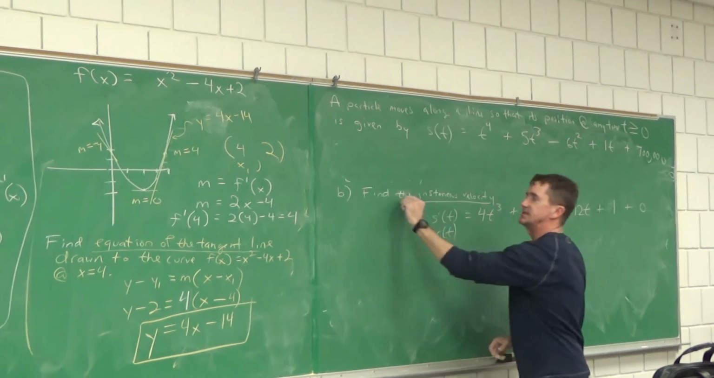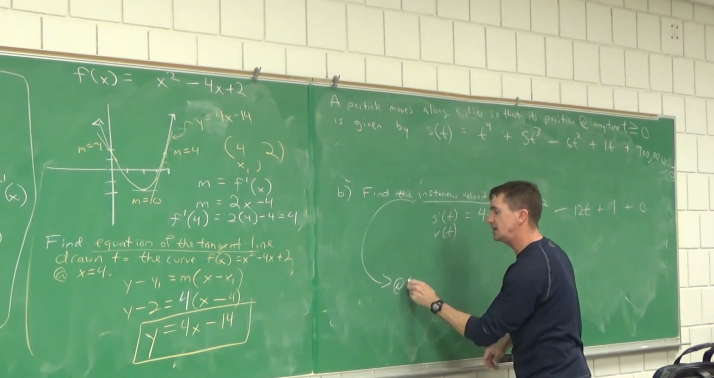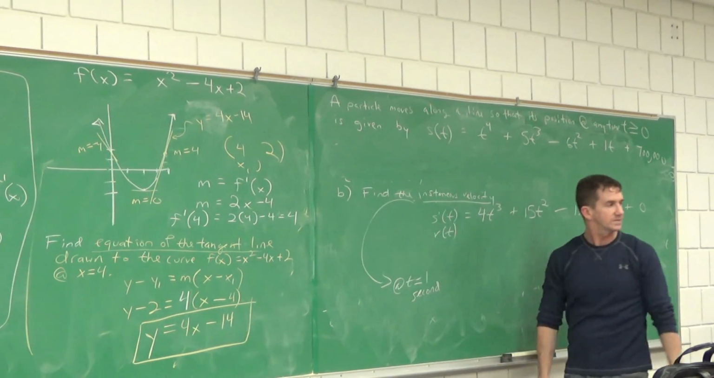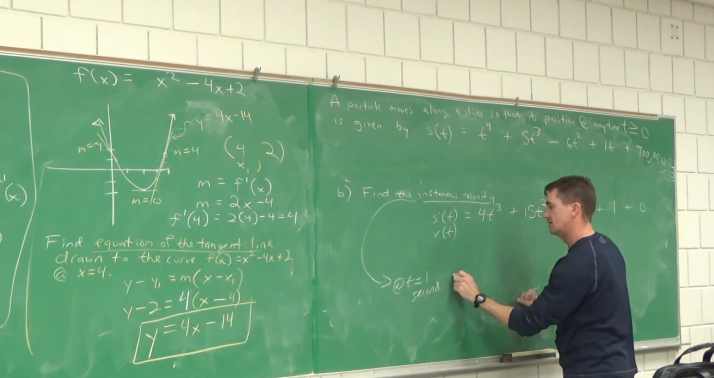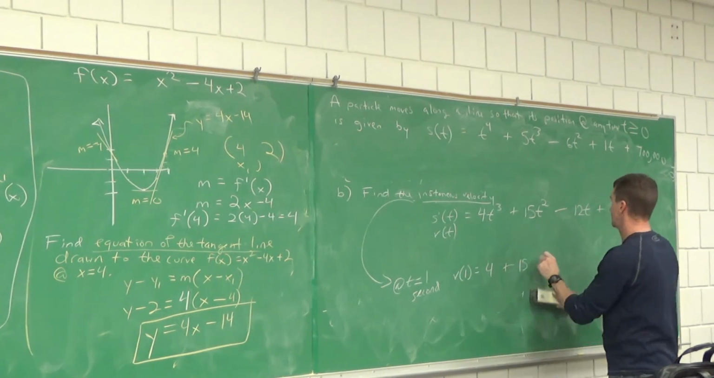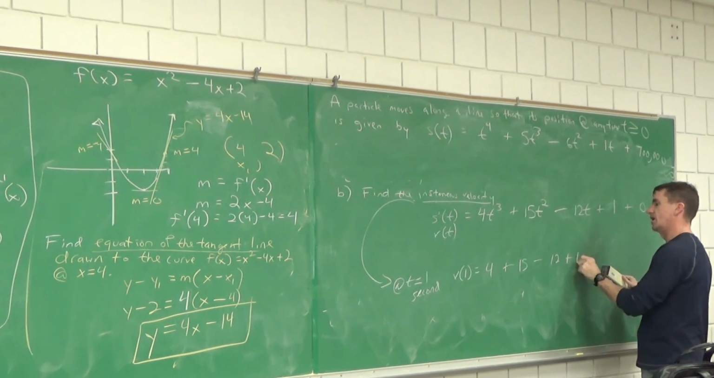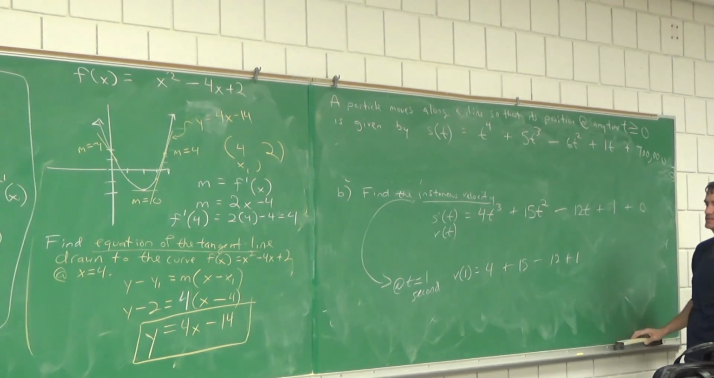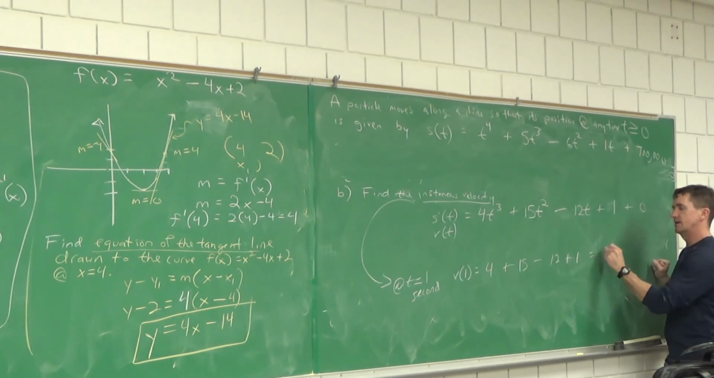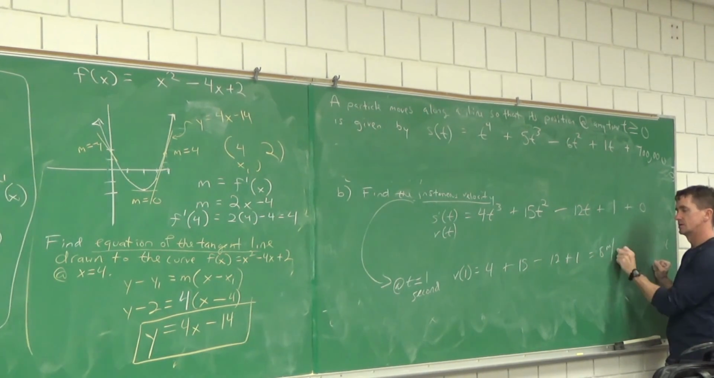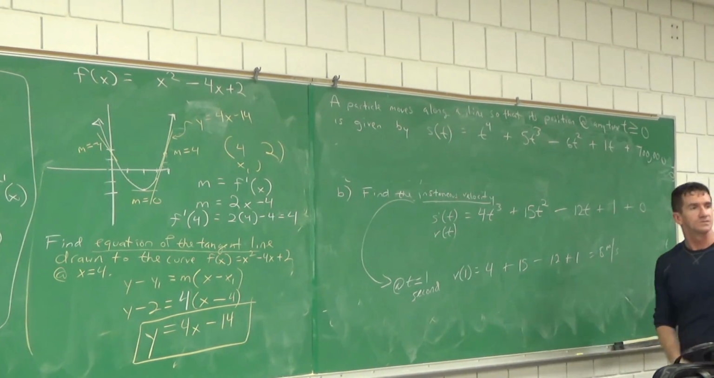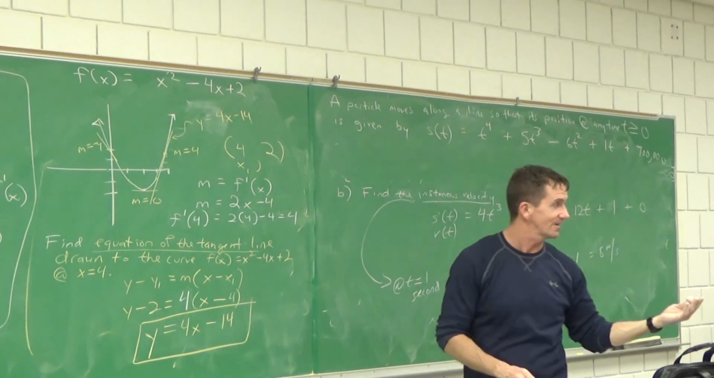Now, can you find the instantaneous velocity at t equal to 1 second? Can you find its velocity at t equal to 1 second? 4 plus 15 minus 12 plus 1 plus 0 is, how fast is that particle going? 8 meters per second. So it's still meters and seconds, right? Do you follow me? So please feel free to use this as a check.